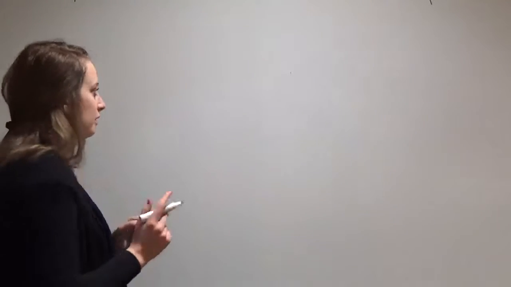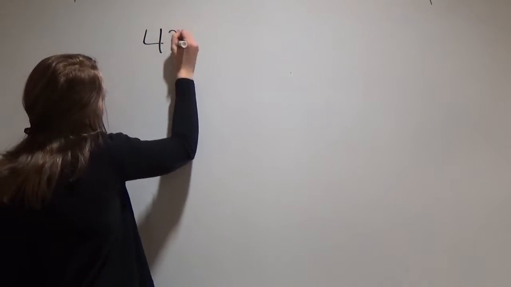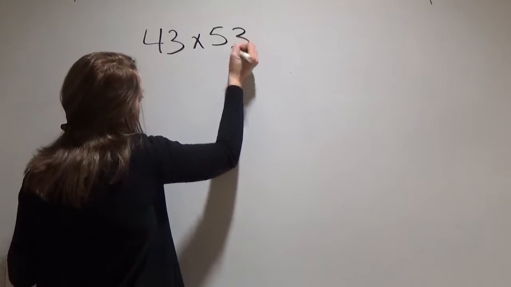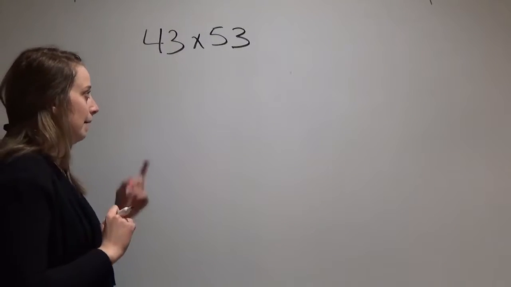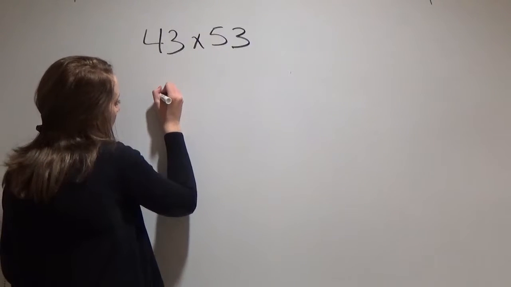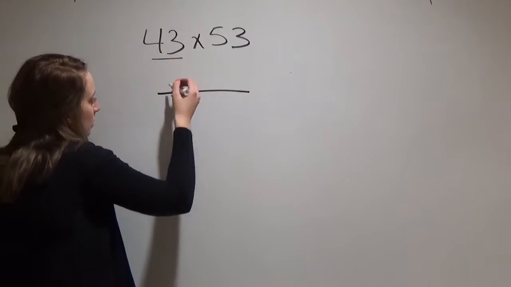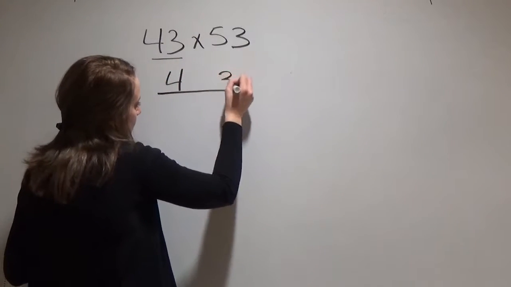And the first problem we are going to solve with our lattice algorithm is 43 times 53. Now, the first thing we have to do to solve our lattice problem is set up our lattice. We have to have two columns because it's a two-digit number across the top: 4 and 3.